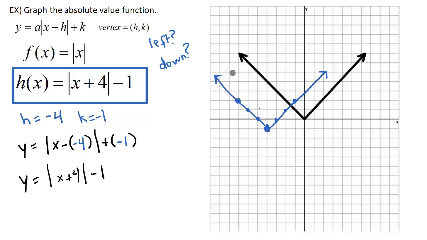Okay, so just like we predicted, whenever we add inside the absolute value bars, we're going to actually move backwards. We're going to go left, however many times. So in this case it was 4. And then whenever we subtract on the outside, we're actually going to shift down. So that's that.